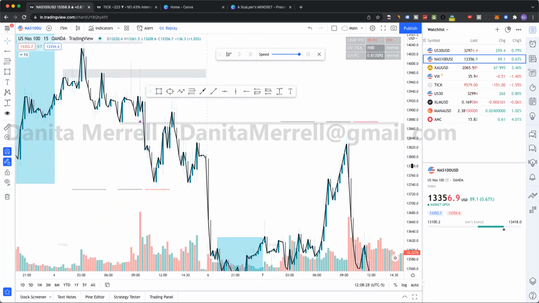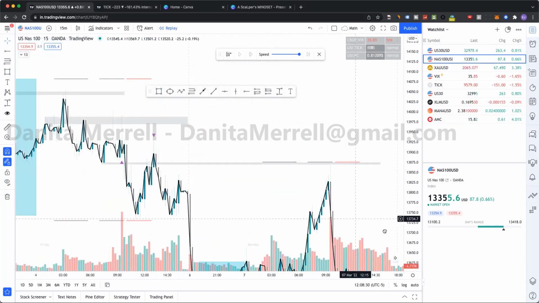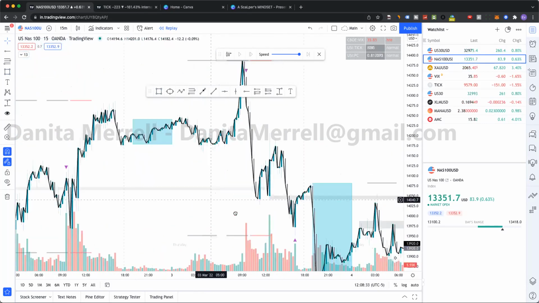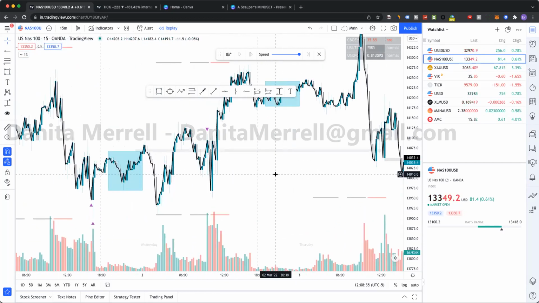Okay. So pretty simple, not complicated. Just understand that it's a double break of resistance or support.